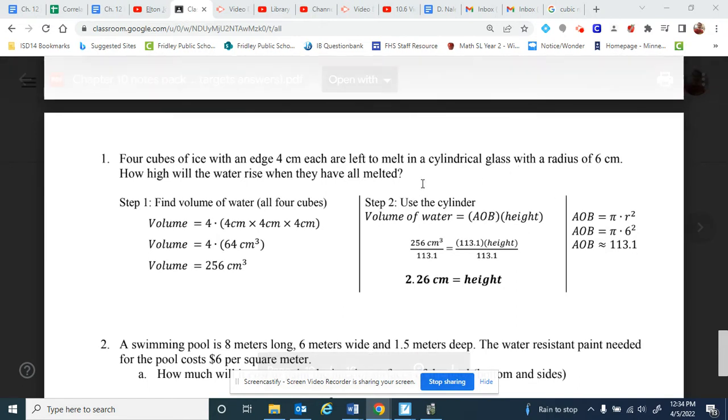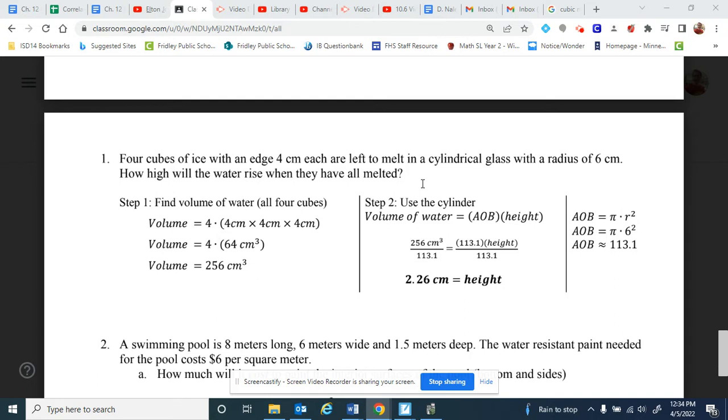So to do a problem like this, we want to first of all try to figure out what the problem is asking. And this one's going to ask how high will the water be after the cubes melt. So we want to think about what shape the water will be after they melt. So the ice cubes are cubes right now, but they're going to melt and turn into the shape of the glass. And this glass happens to be a cylinder. So we're going to have the height in our cylindrical glass.